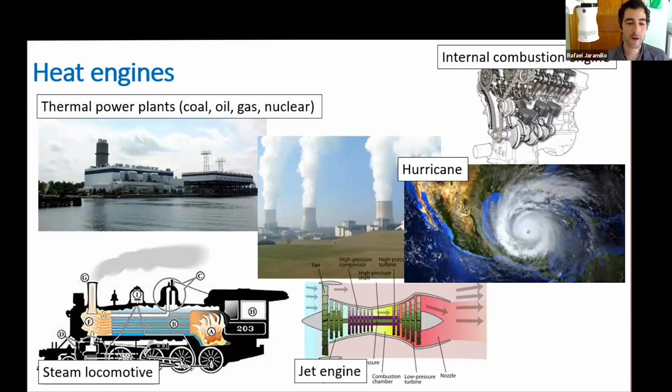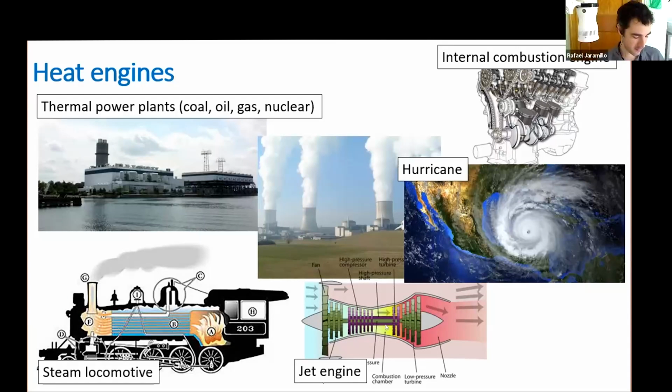So for a steam locomotive, they don't carry around cold reservoirs with them, so their cold would be just the ambient. In a hurricane, T sub hot is the warm surface currents that fuel hurricanes, and T sub cold is the upper atmosphere, the top of this engine. And in an internal combustion engine, T sub cold is your tailpipe. So it's pretty much ambient.